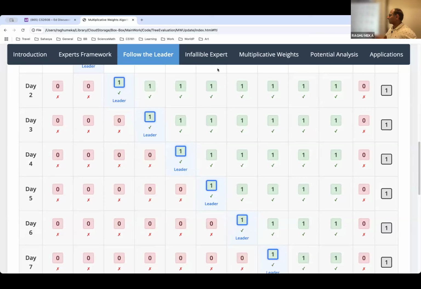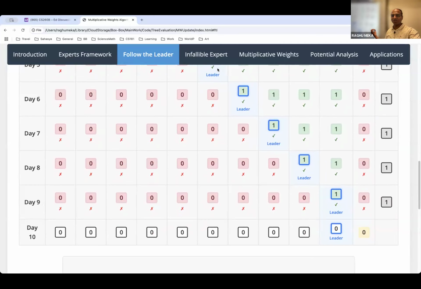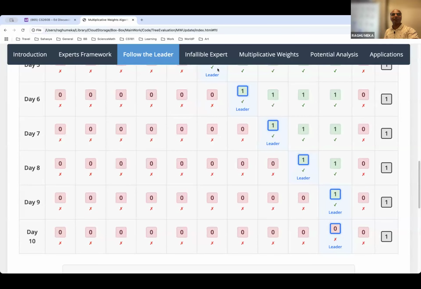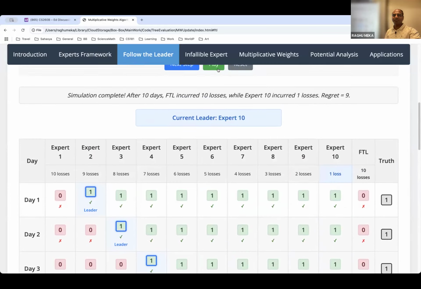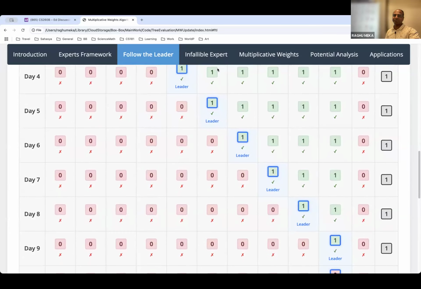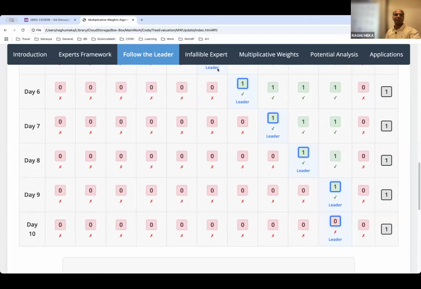Okay? So if you have 1,000 experts, then you'll basically end up being wrong like 1,000 days in a row. Whereas there is an expert who is consistently correct. So the best expert has 0 loss, but we are wrong every day. So follow the leader can be a terrible strategy. Okay. All right. So we'll talk about other stuff here later on.